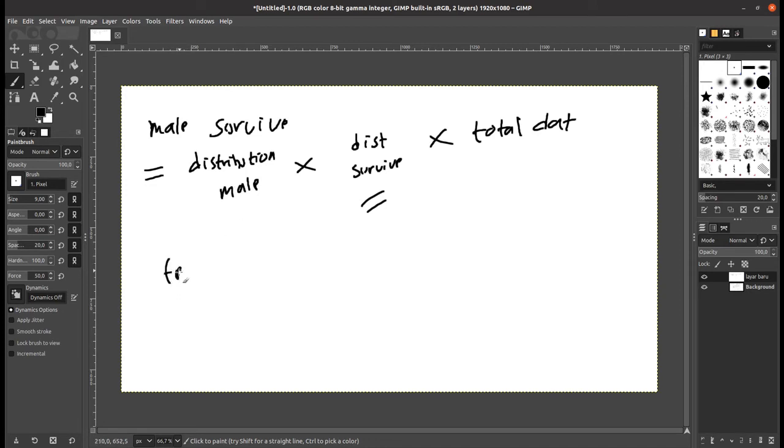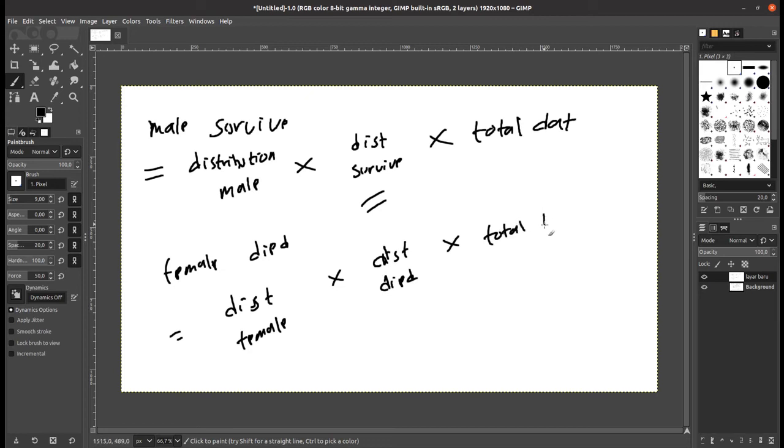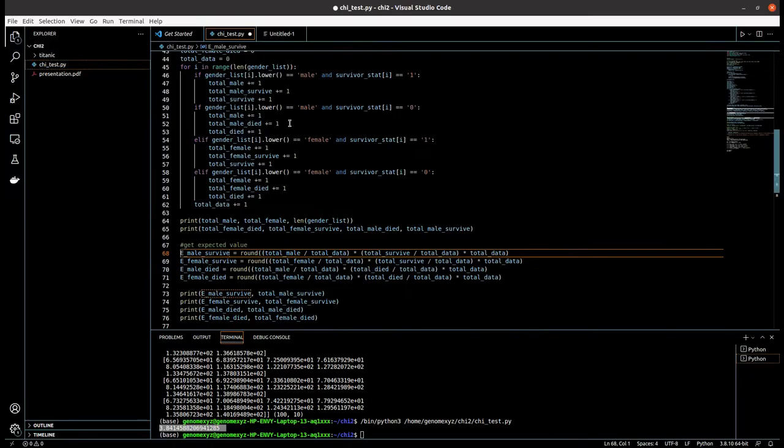For the female die, it will be the distribution of female in the data times the distribution of people who die in the data times the total data. This is the simple formula. Okay, back to the script.